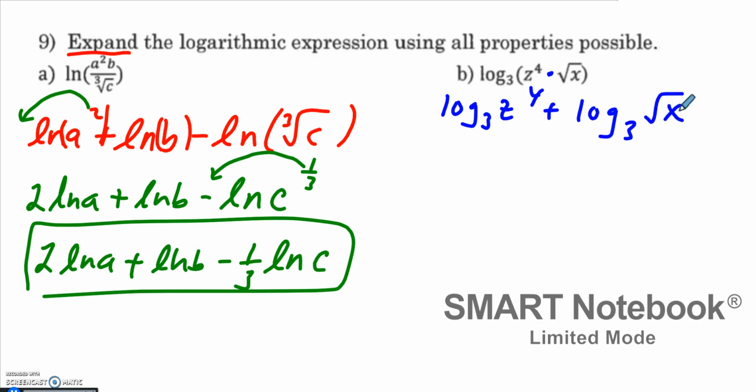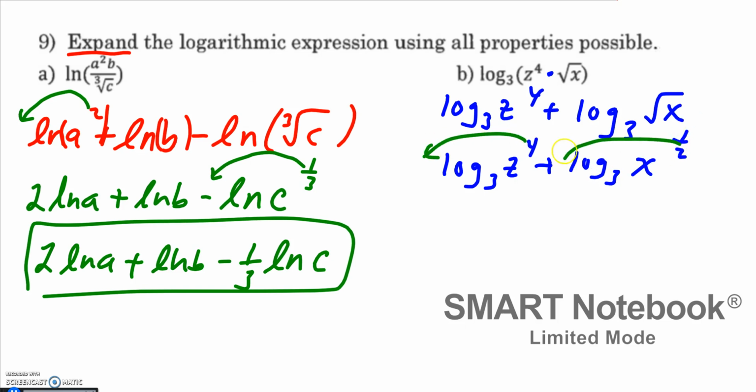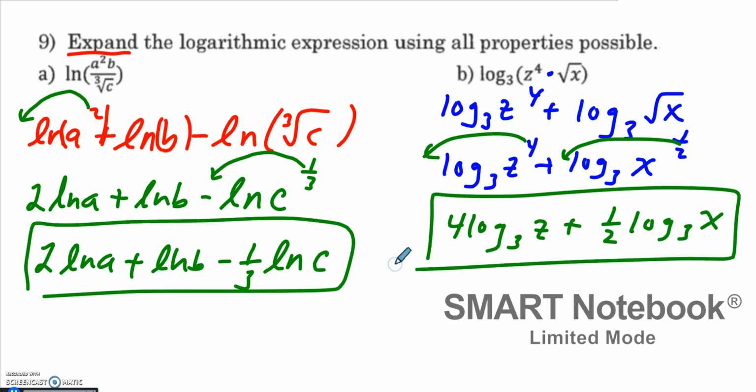If you want to complete expanding this, what I'm going to do is log base 3 of z to the 4th plus log base 3 of x to the 1/2 power. I then am going to bring my exponents in front. So I'd have 4 log base 3 of z plus 1/2 log base 3 of x. Final answer expanded.